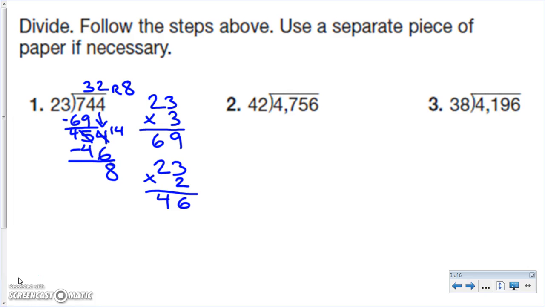We know 42 can't go into 4, so we look at 47. We know 42 will go into 47 one time. So we're going to put the 1 over the 7 and then subtract the 42. That leaves us with 5. So now we're going to take the 5 that's up in the 4,756 and bring that down so we have 55. Now we know 42 is only going to go into 55 once, so we're going to put a 1 above the 5 and then subtract 42.